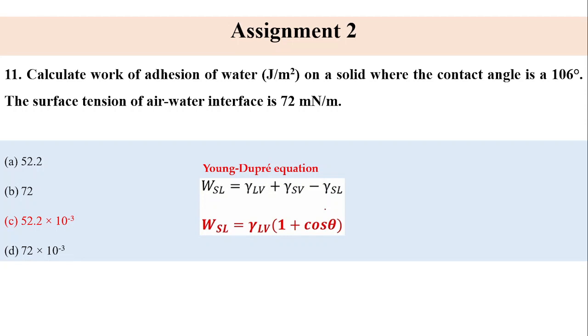But the thing is, the surface tension is given in terms of millinewton per meter, and you have to determine the answer in joule per meter square. So you have to take care of the units especially, and the rest is just putting in the values and solving the equation.